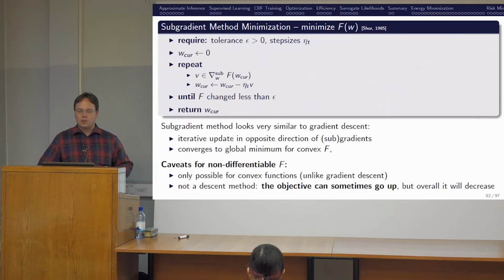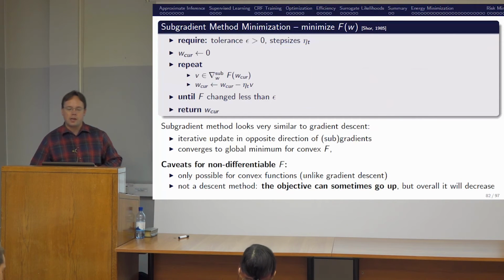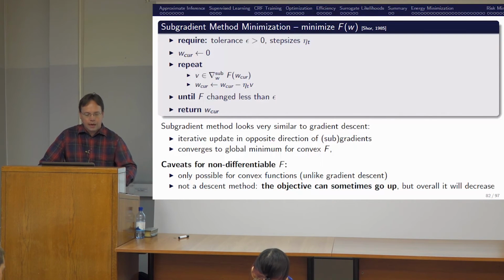Nevertheless, you can use these subgradients also for optimization. And the procedure is essentially the same as gradient descent itself. So you start with some initialization, and then you repeat until convergence or until you're happy. Compute any of the subgradients of your function. It's not unique, but any will do. And then walk a little bit in the opposite direction of that subgradient to update your weight vector. And you do that until your function value doesn't change anymore.